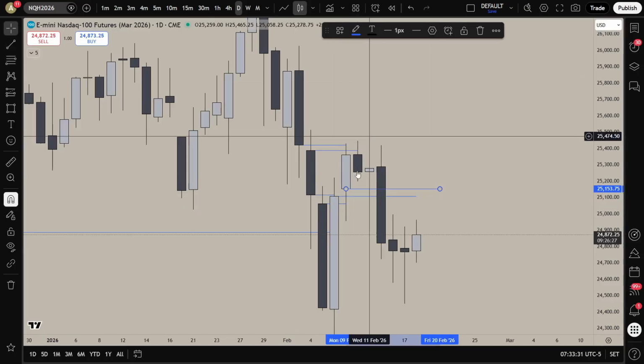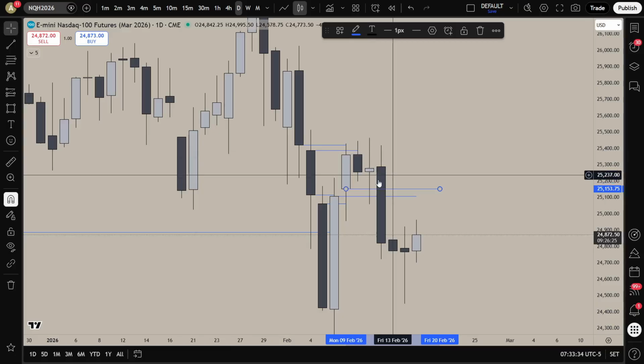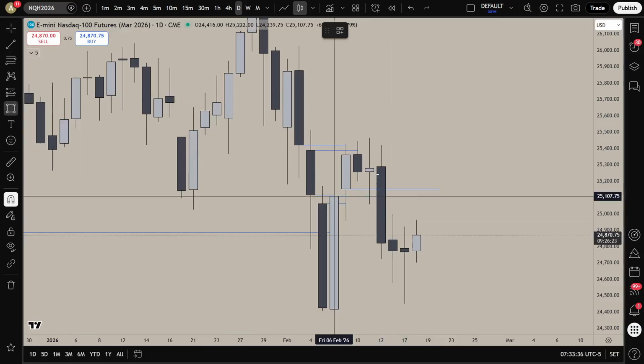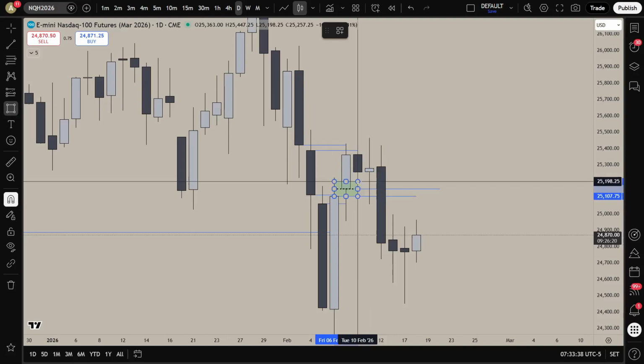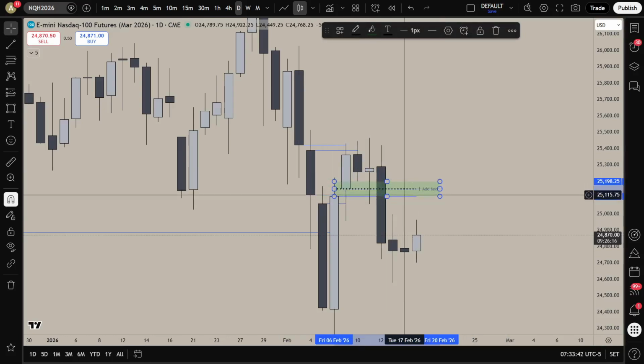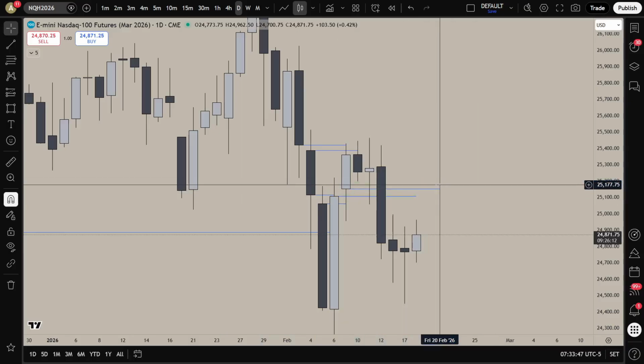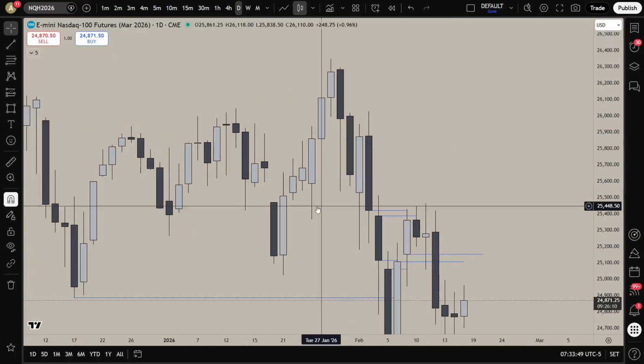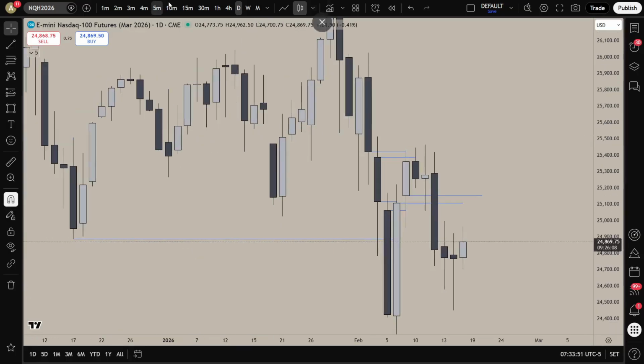So we stay in structure and then you can easily see what happened. This was within a fair value gap as well. This can also be used as a fair value gap. You can see how the daily volume imbalance is being perfectly aligned with the consequent encroachment of this daily fair value gap. So this is how to use volume imbalances.